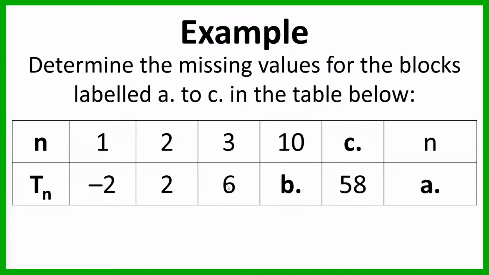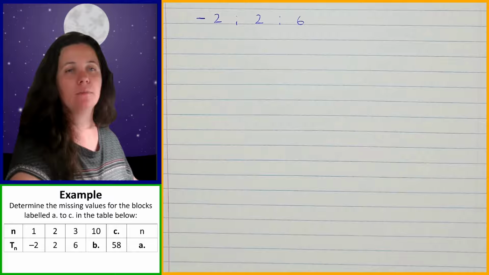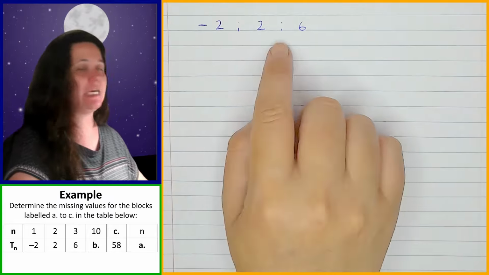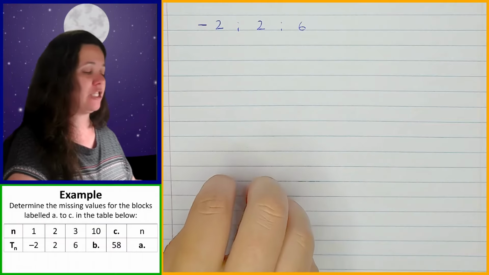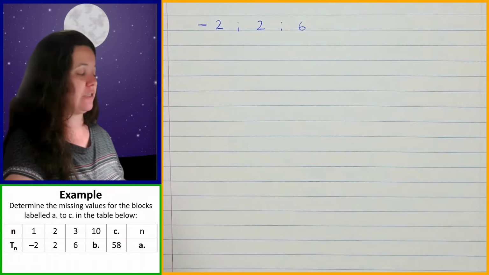So now let's have a look at what we actually have to do for this question. We have to work out the missing values for the blocks labeled A to C in this table. So first we have to work out A over here, which is in this block where the value above is just n. So that means we need to work out what the rule is for this pattern over here. Okay, so let's have a look at how we would do this question. Over here, I've just written down the first 3 terms of this pattern based on what was in the table, just so that we can look at the constant difference and so on.